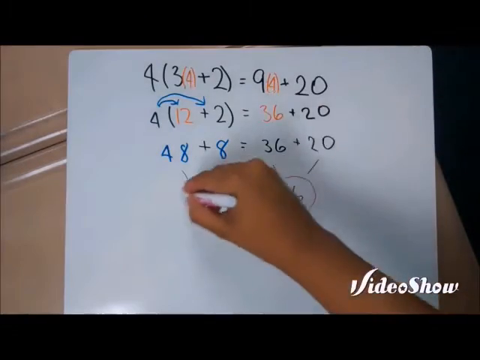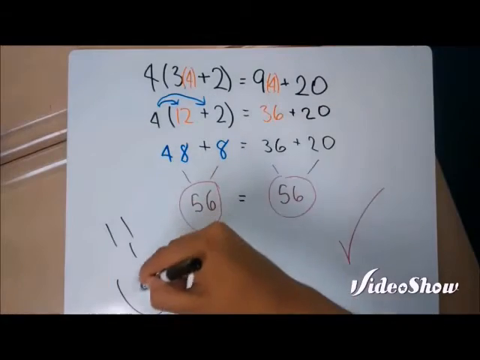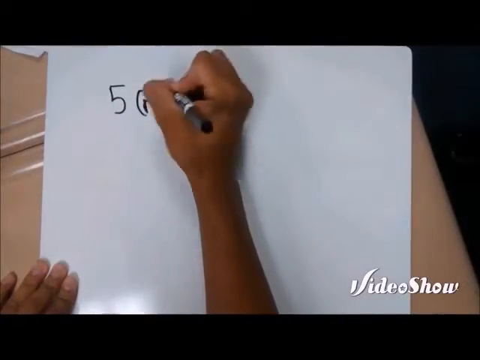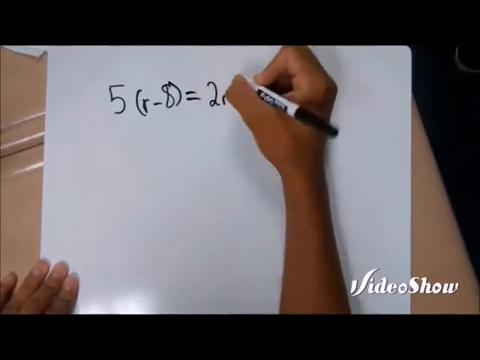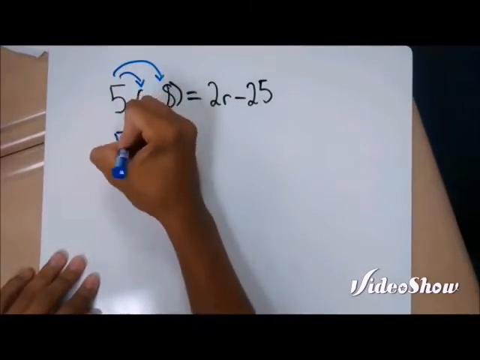So 56 equals 56. This answer is correct. The next problem is 5 parentheses r minus 8 parentheses equals 2r minus 25. First, you distribute the 5 to the r and the 8 by multiplying 5 to each term in the parentheses.